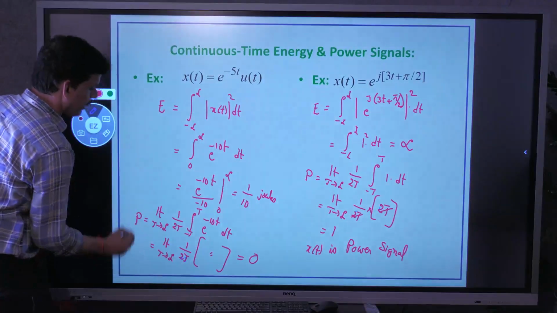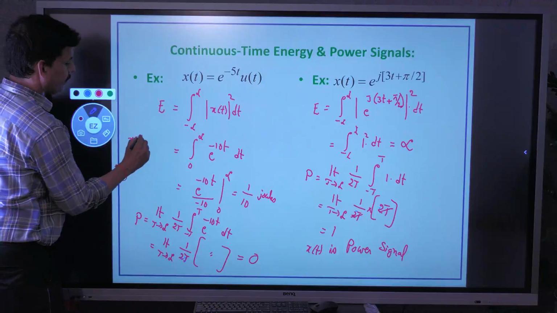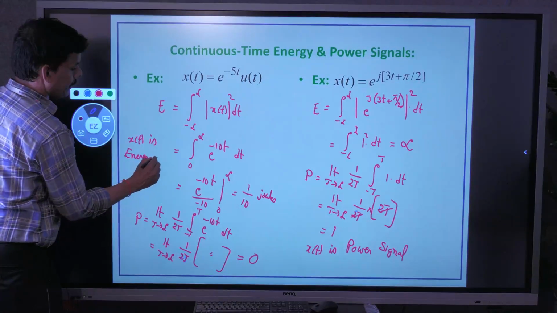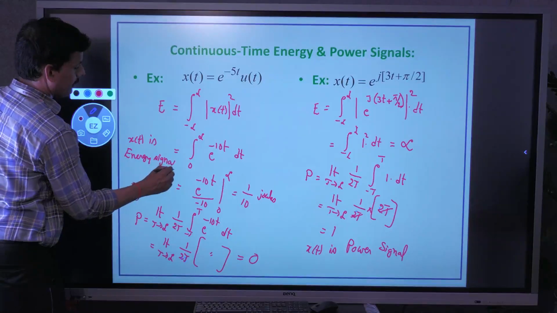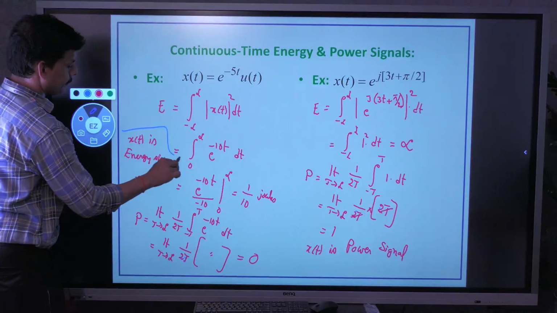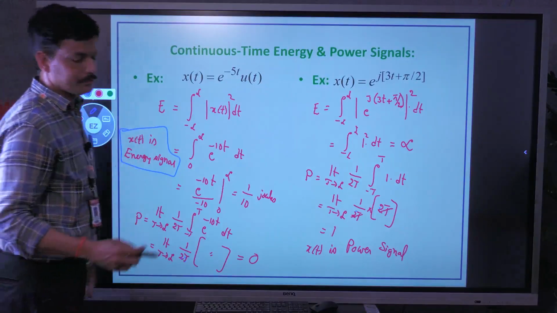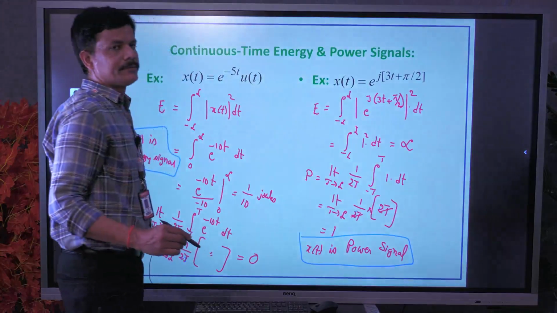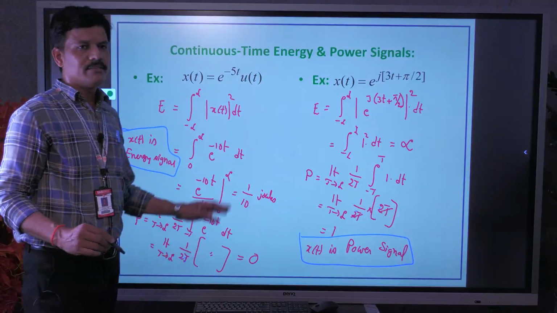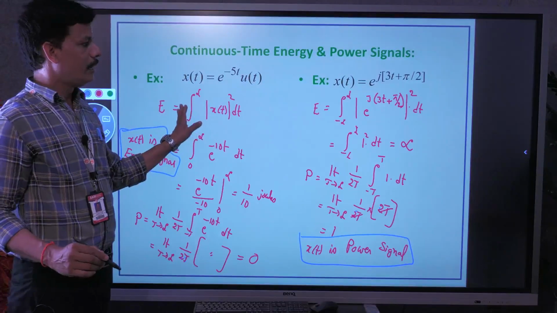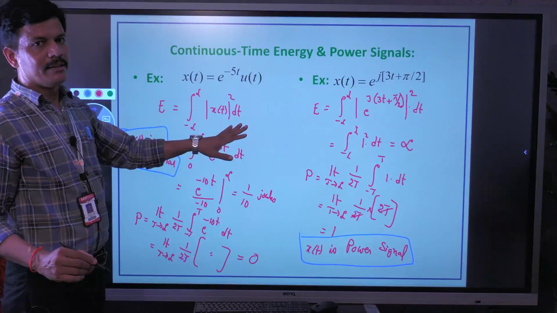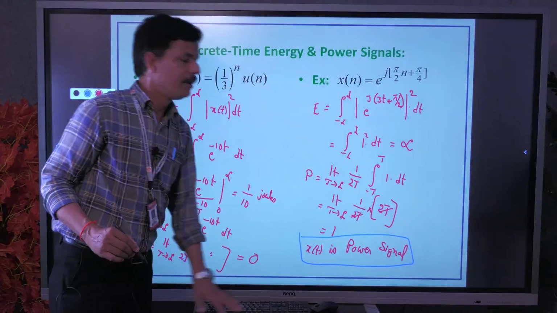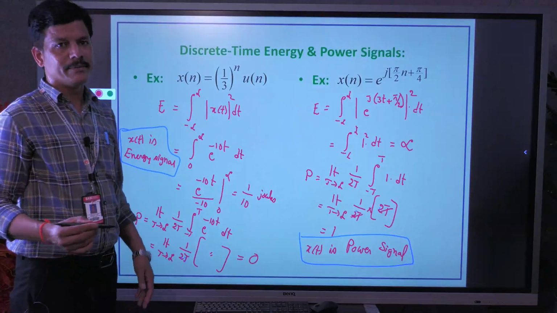I forgot to confirm: here the given x of t, the first one, is an energy signal. Here also you can confirm that it is a power signal. Like this we can easily find out whether the given continuous time signal is energy or power. Similarly you can do the same for discrete time signals.